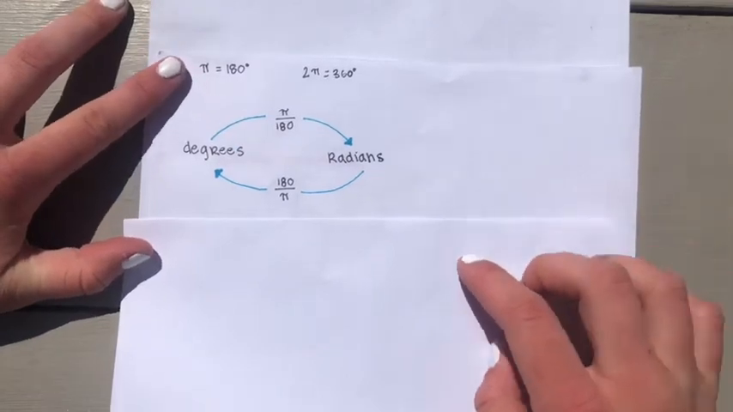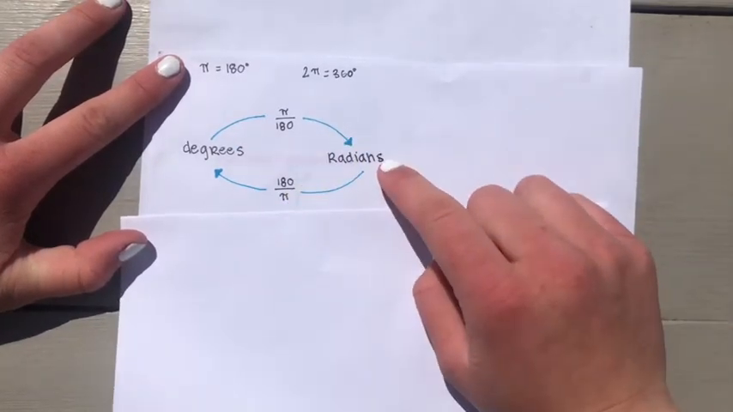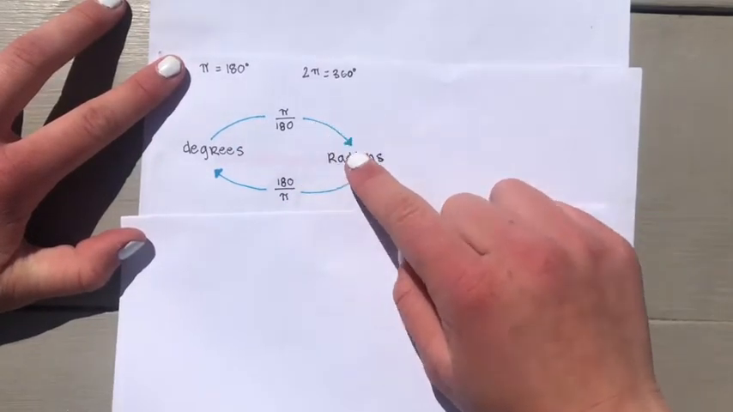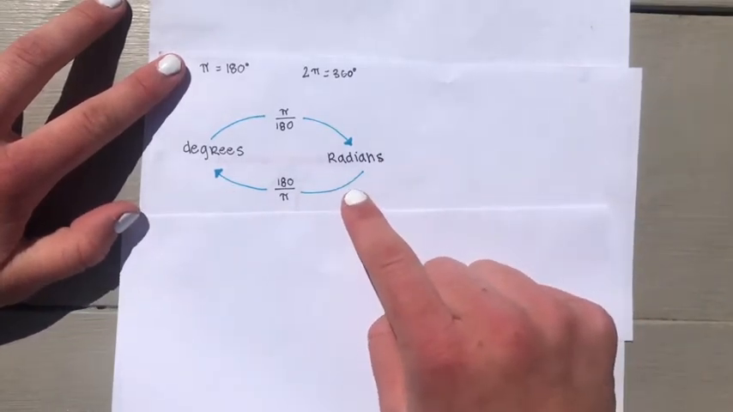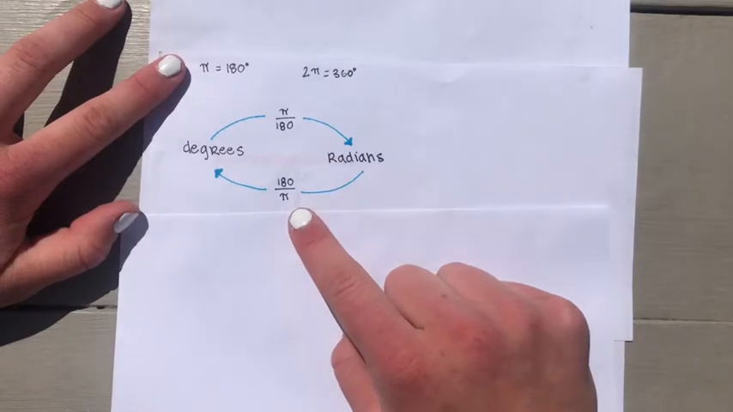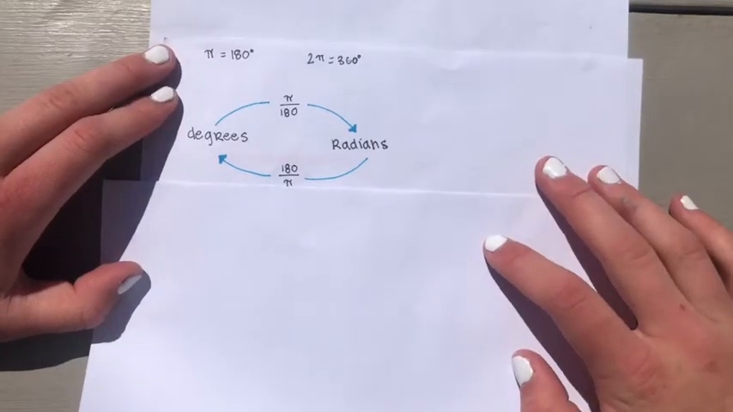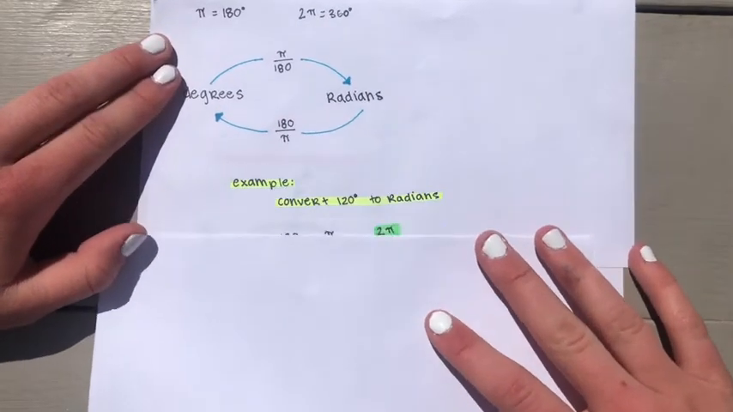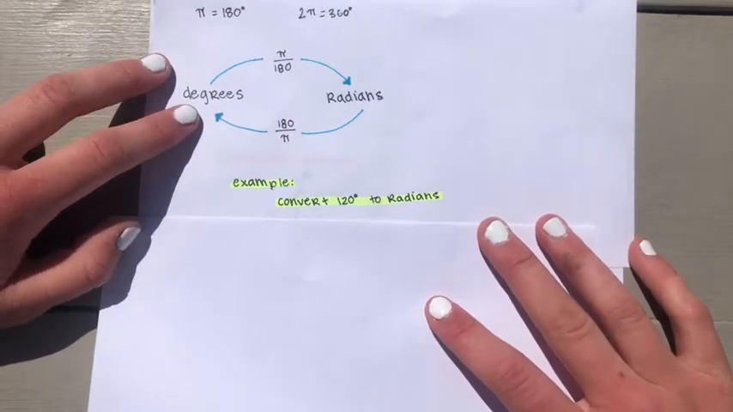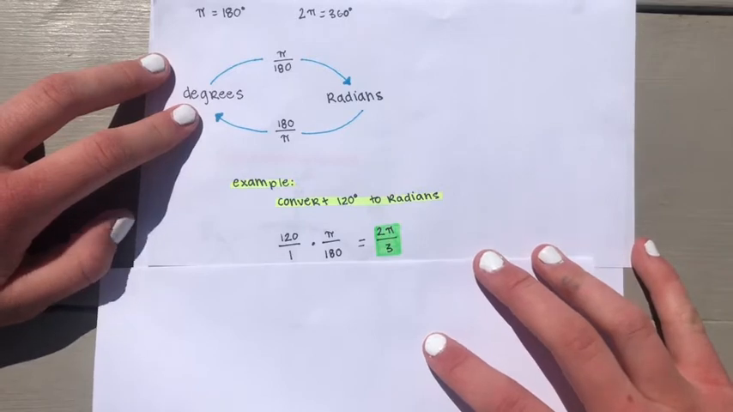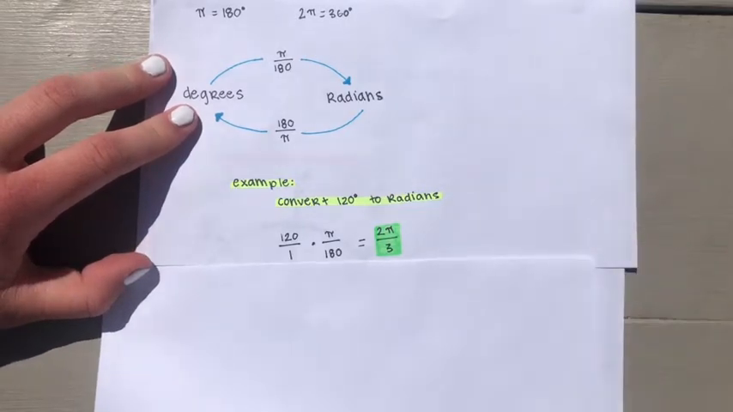This explains that if you want to go from degrees to radians, you have to multiply the degrees by pi over 180. If you want to get from radians to degrees, you have to multiply by 180 over pi. For example, if you wanted to convert 120 degrees to radians, you would just multiply 120 by pi over 180. This would give you 2 pi over 3.